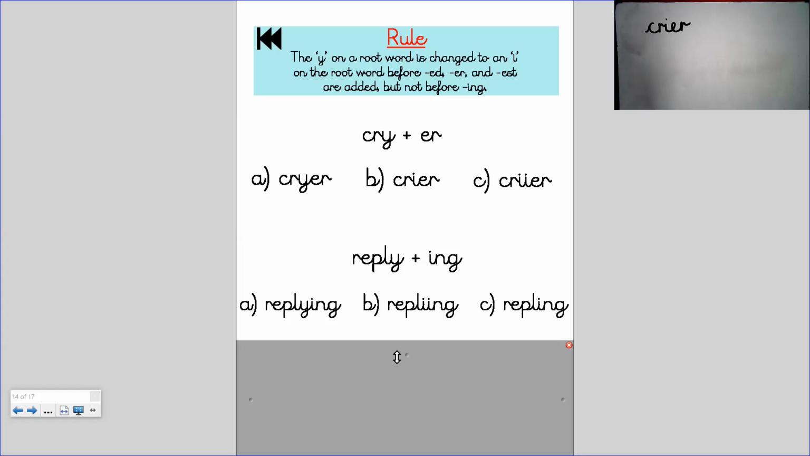Let's have a look. Our root word is reply. I'm going to start to write that root word. I'm going to check the suffix that I'm adding on before I write my y. I'm adding ing, so I don't need to change that y to an i. I just add on my suffix. The correct spelling was A. Great job, Year 3.